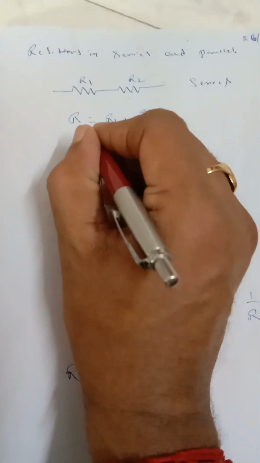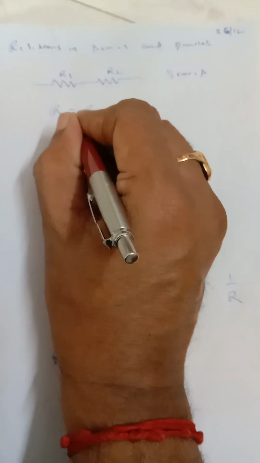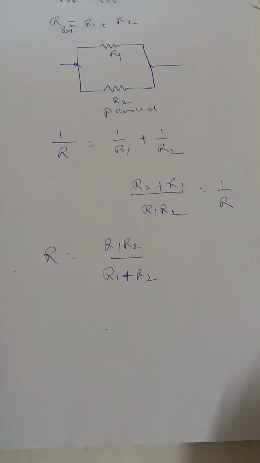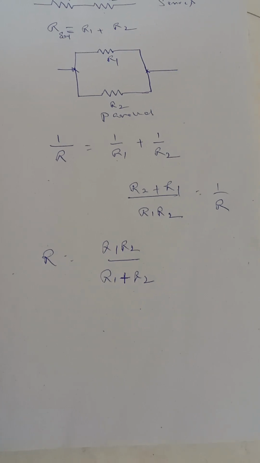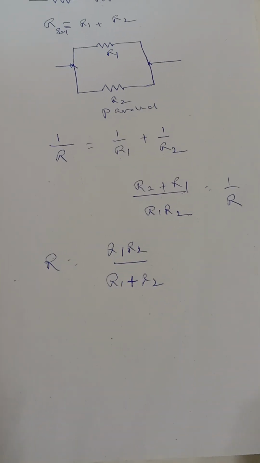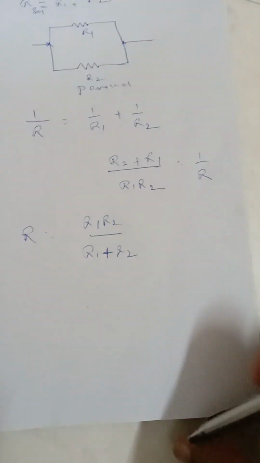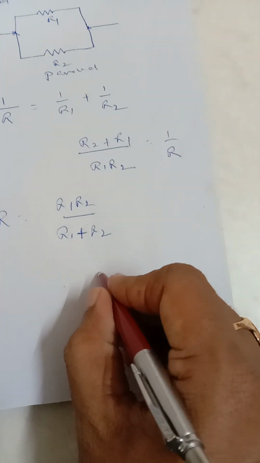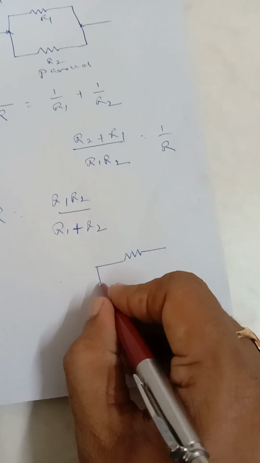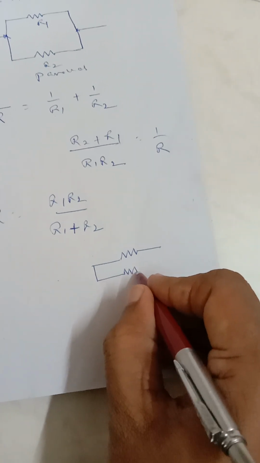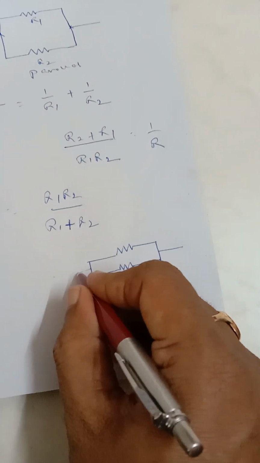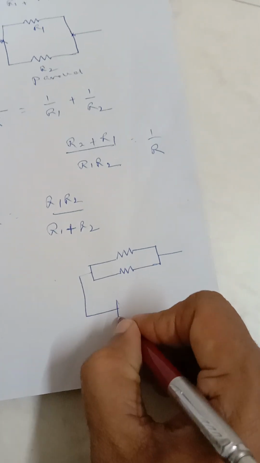Suppose it is series combination, it is very simple: R equivalent is equal to R1 plus R2. If it is parallel combination, it is R1 R2 by R1 plus R2. Now one more thing we have to remember: what will happen in parallel combination and what will happen in series combination, that also we have to see.